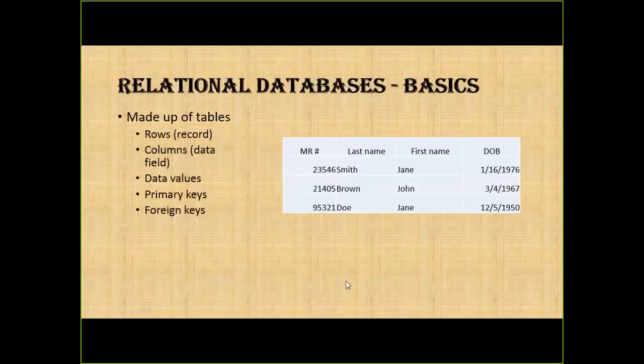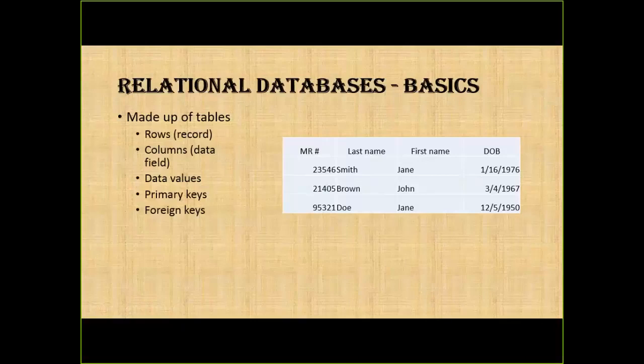So let's look at a quick example here. Like I said, they're made up of rows and columns. A row would be, let's say, the first one. Medical record number is 23546. The name is Jane Smith. Date of birth, January 16th, 1976. Data value, actually columns. Columns would be first name. So if you wanted to run a report by first name, or maybe just date of birth, or if you had more age or zip code, whatever you might have, then you can do that by column.